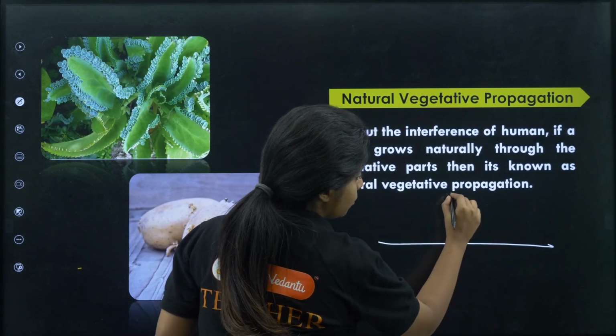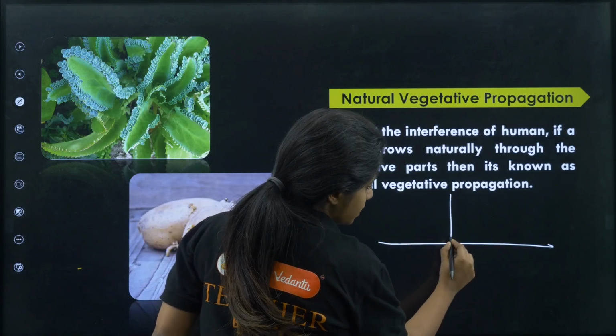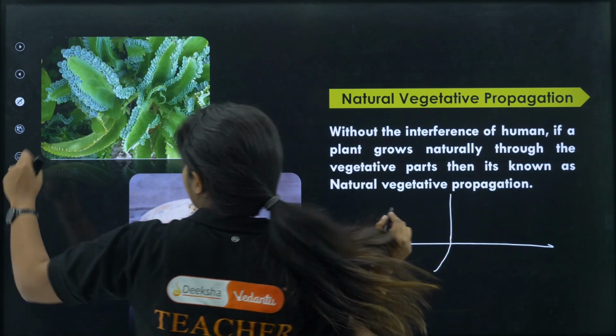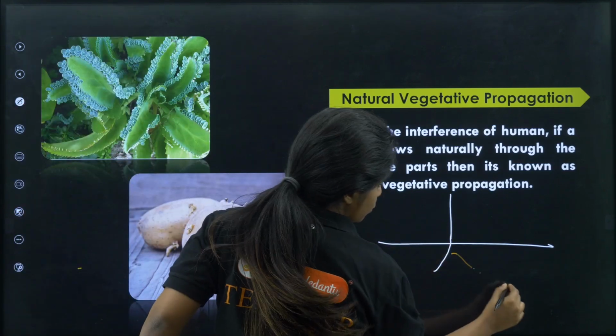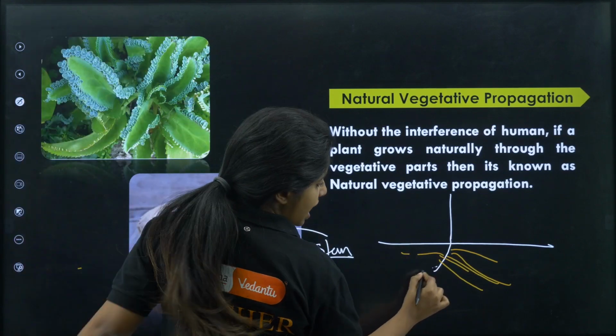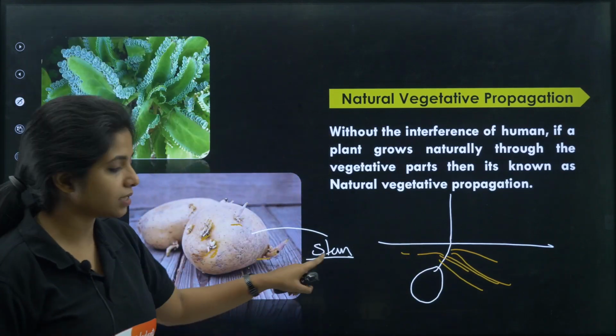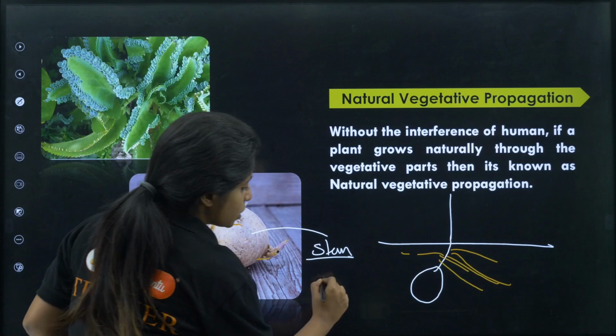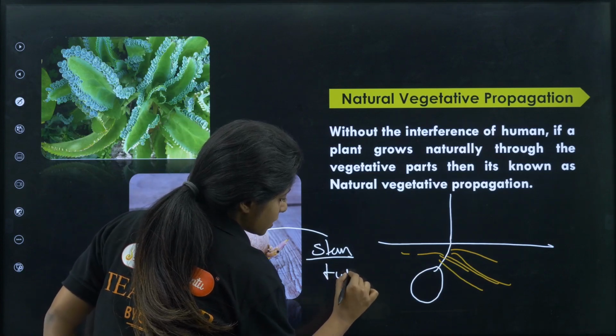So what happens is that, suppose this is the stem of the potato plant. The stem goes and enlarges over here, and it will definitely have roots also. The roots are over there, but the stem over here has enlarged to form something like this, which is known as what? Tuber. This is known as stem tuber.